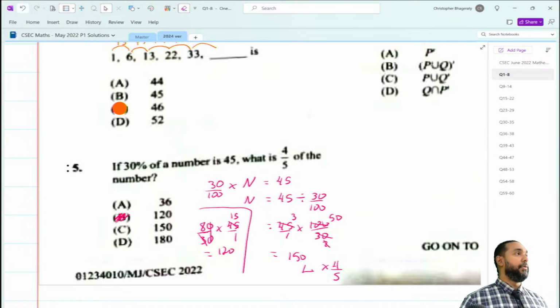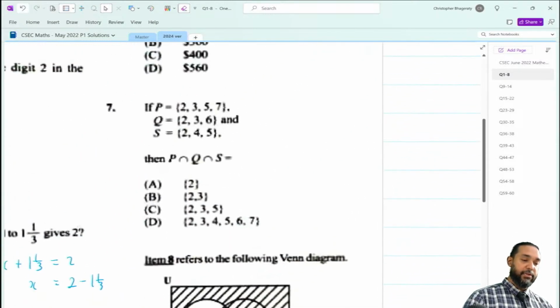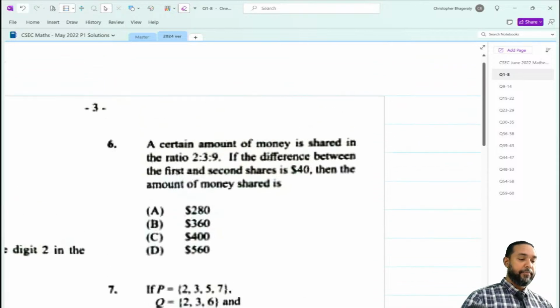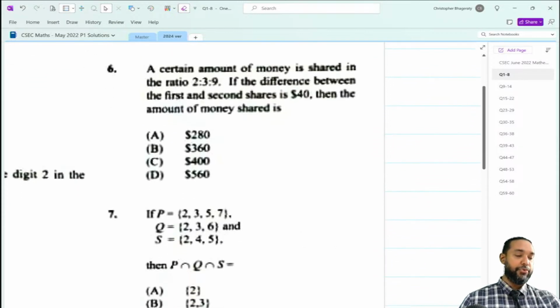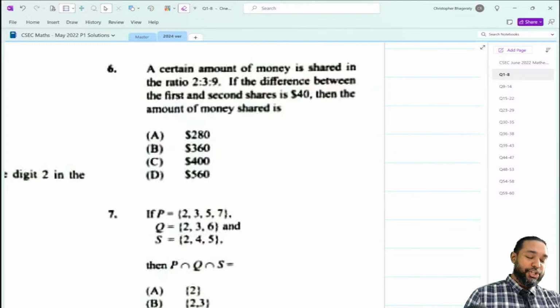In class, people, are you okay with 1 to 5? All right. We're going again because we started late, so I don't want to run too late with this. A certain amount of money is shared in the ratio 2 to 3 to 9. If the difference between the first and second shares is $40, the first and second, so I'm assuming the 3 and the 2, right? Then the total amount of money shared is, right?